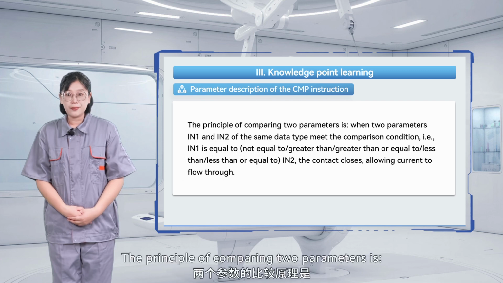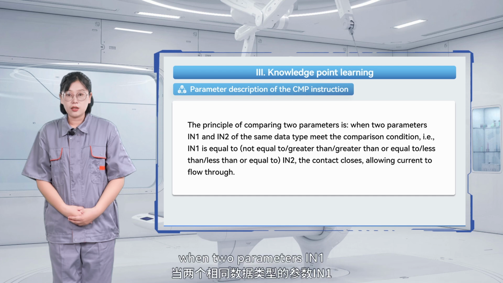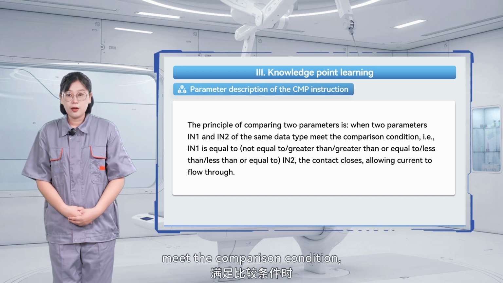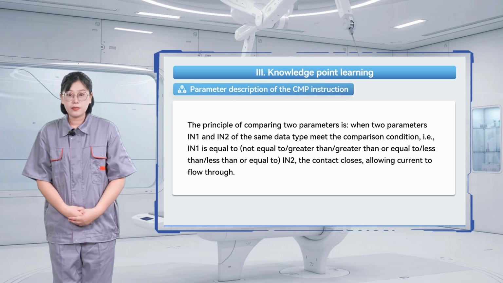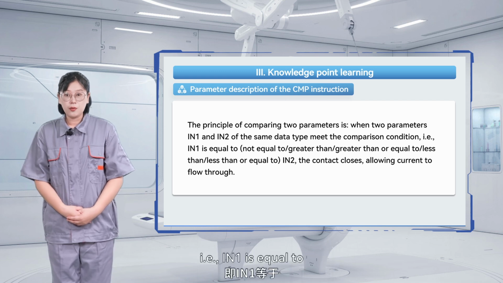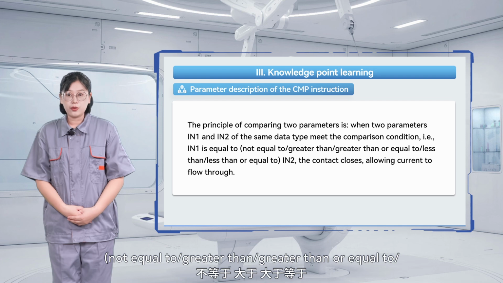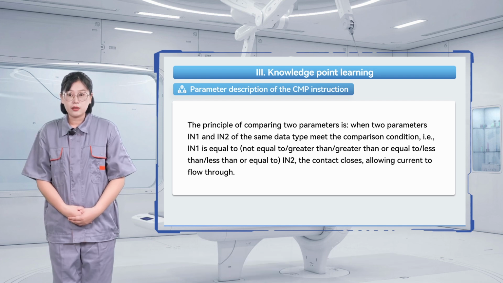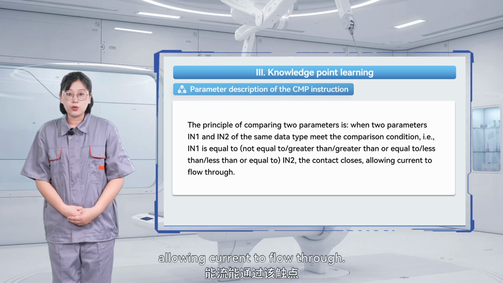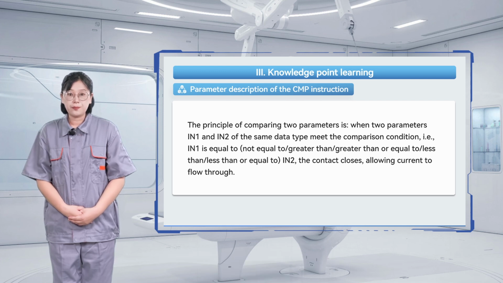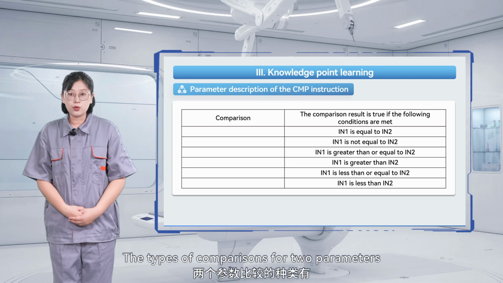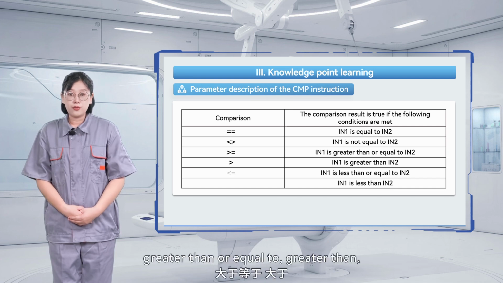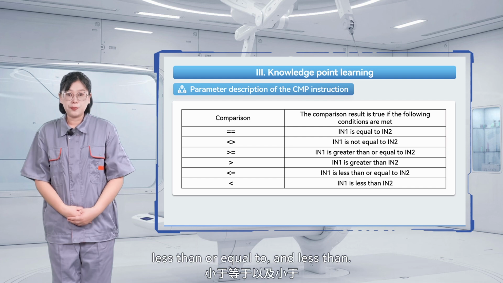The principle of comparing two parameters is: when two parameters IN1 and IN2 of the same data type meet the comparison condition, that is, IN1 is equal to, not equal to, greater than, or equal to, less than, or equal to IN2, the contact closes, allowing current to flow through. The types of comparisons for two parameters include equal to, not equal to, greater than or equal to, greater than, less than or equal to, and less than.